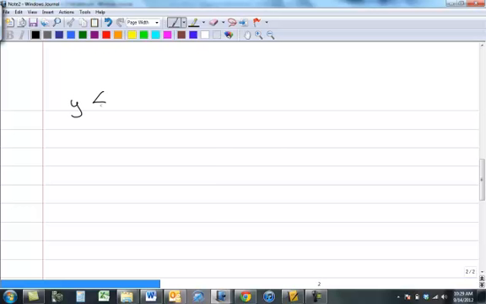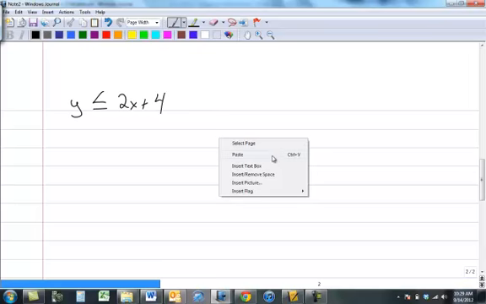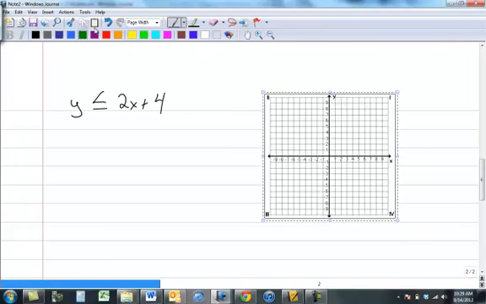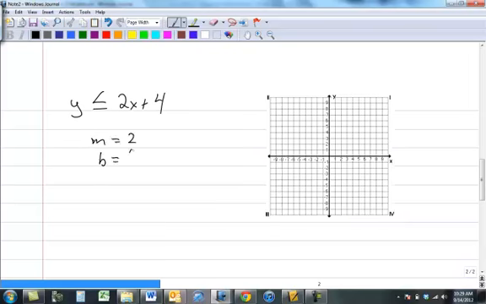Y is less than or equal to 2x plus 4. Press pause, graph that, and then check your answer. All right, let's check your answer. Here I got m is 2, b is the point 0, 4. So 0, 4 with a slope of 2. Is this a solid line or a dashed line? This is a solid line.